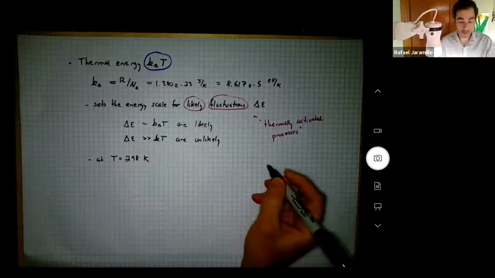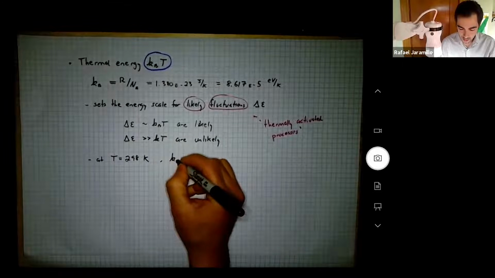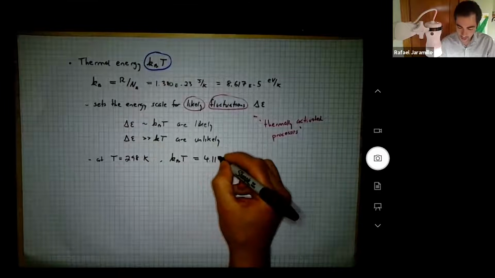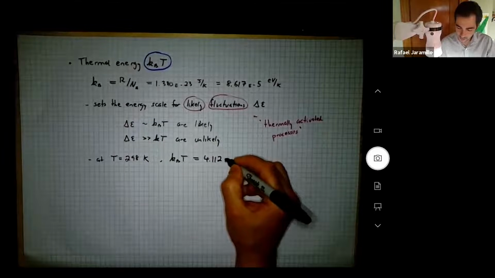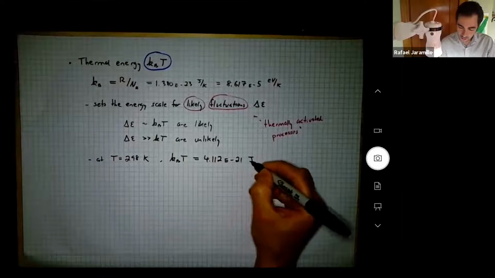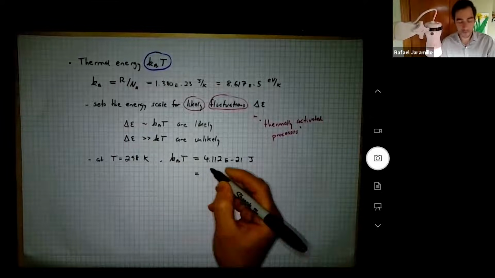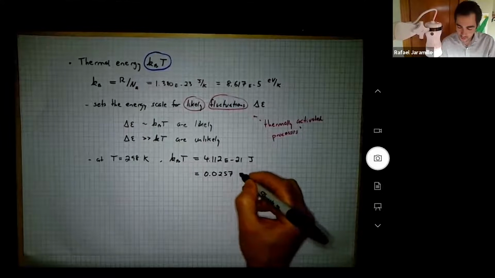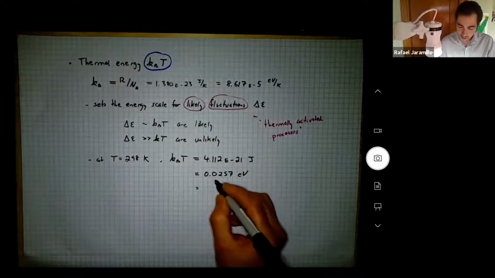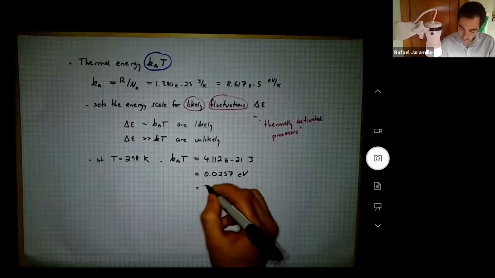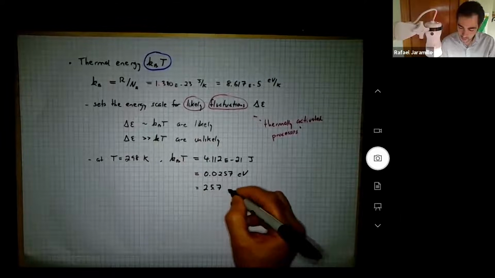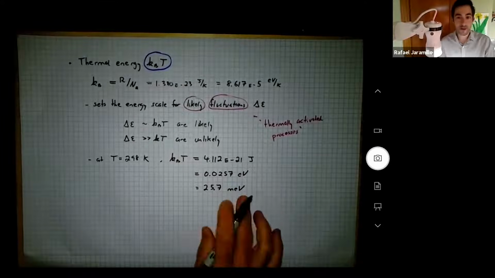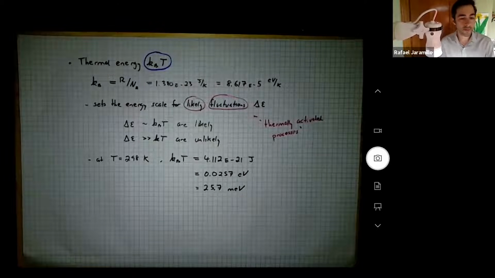At 298 Kelvin, kBT equals, well, in joules, it's not a number that I know because it's kind of unwieldy. But in eV, it is a number I know. That's the natural energy scale of molecular processes. So it's 0.0257 electron volts or 25.7 millielectron volts. So approximately 25 millielectron volts is the thermal energy at room temperature.